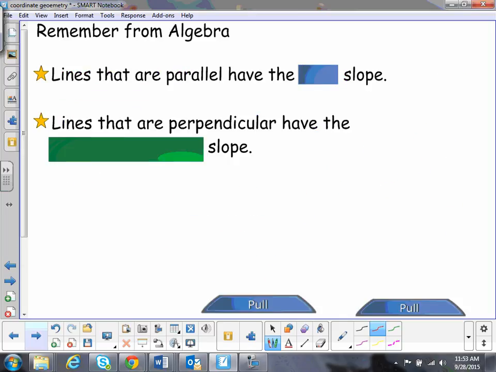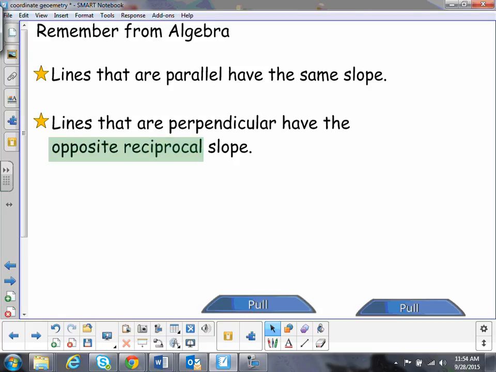All right, let's do the geometry part now. Okay, and you all might know the answers to these. For that first bullet, lines that are parallel have the blank slopes. Same, right? Same slope. Second one, lines that are perpendicular have the blank slope. What is that one? Let's say reciprocal. Reciprocal. There you go. Okay, so highlight those two things and don't forget them. This will be on your test and your quiz coming up on Wednesday. I think Wednesday. I'm going to update that calendar.